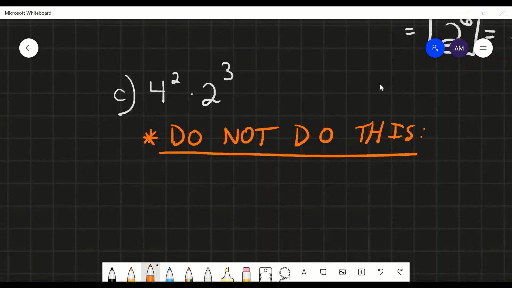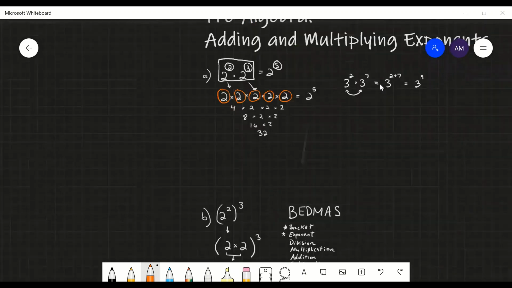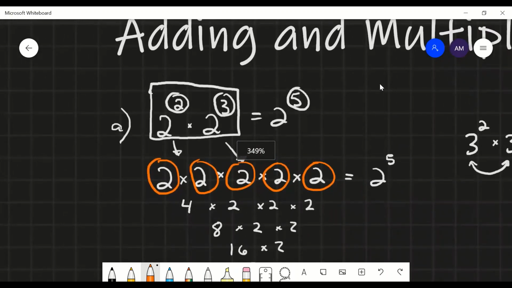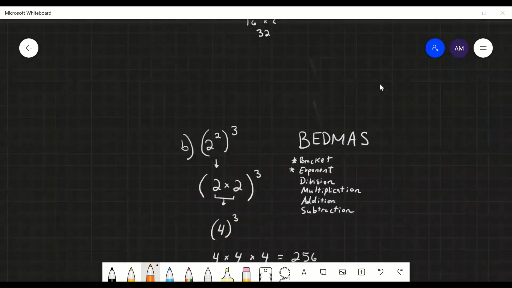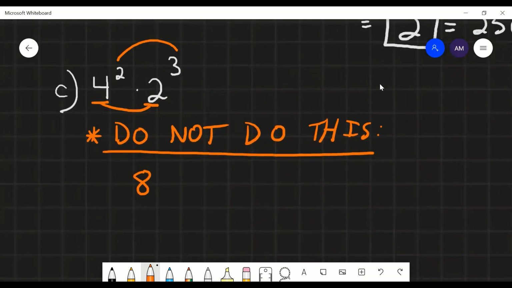Do not do this. So I've seen people take the 4 times the 2 and make 8, and then take the 2 and the 3, and recall the first rule is we tend to add the exponents when the base has been multiplied like this. So yes, people would wrongfully put 8 to the power of 6. So this is not correct.